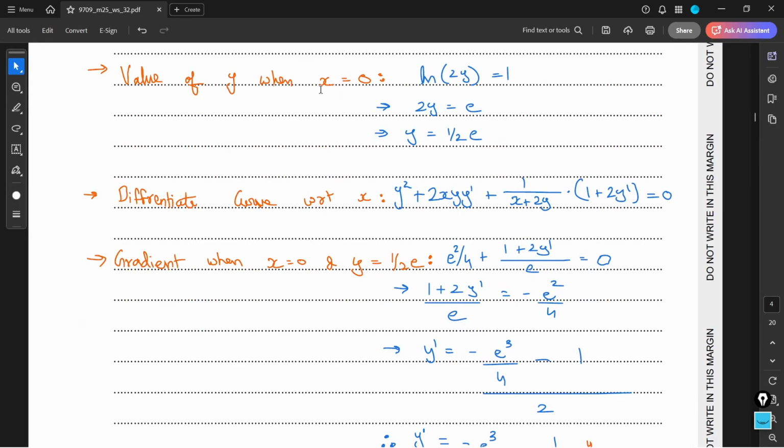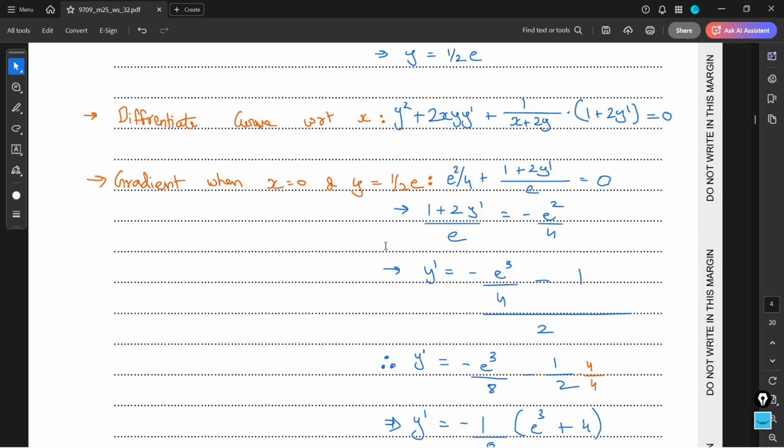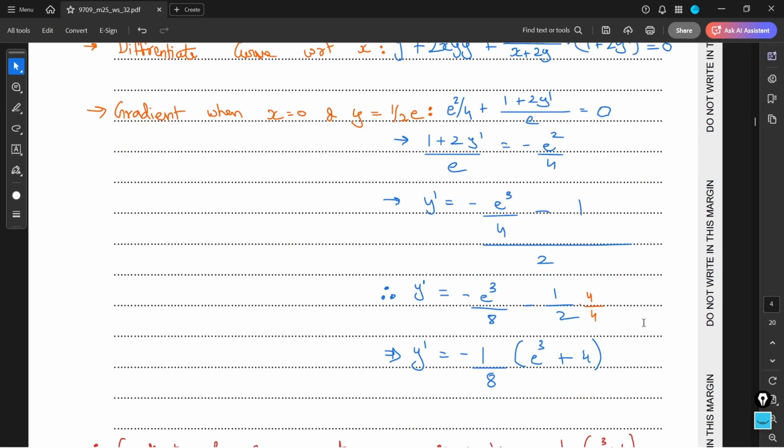So yes, let's substitute x is equal to 0, y is equal to half e in this equation and make y dash the subject. After substituting the values of x and y, I'll end up getting this equation. And over here, I now just need to make y dash the subject of the formula so that I can find the gradient at the given coordinates. And in doing this, I can use the way that I want because it's mathematics. It has its own beauty of solving the same kind of question in different ways. So depending on your practice level, you can make y dash the subject of the formula.